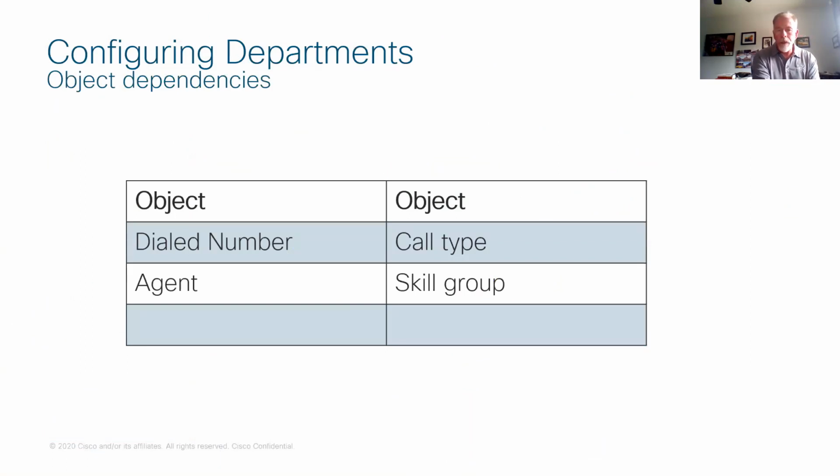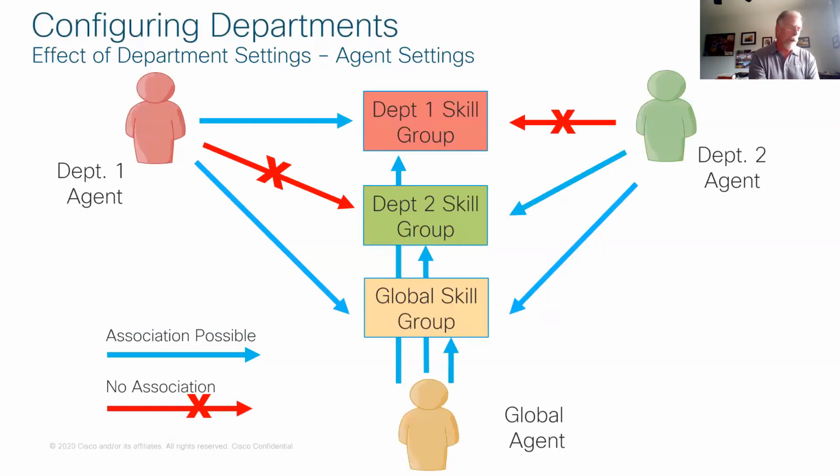And I left this slide in here. I think it was worth mentioning that things have dependencies, right? Dialed numbers are dependent on call types and vice versa. And agents go into skill groups, and you could throw attributes in that as well. So don't forget, if you're making one thing department-based, maybe you need to make the other thing department-based as well, maybe even for an access purpose.